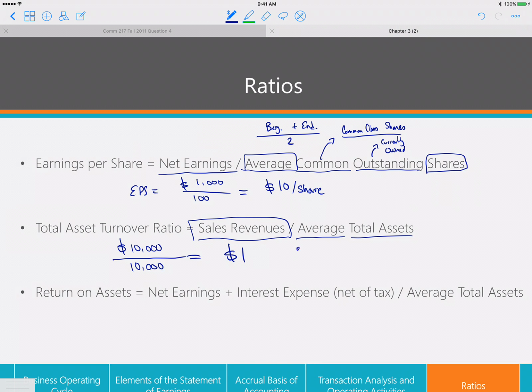So this measures a few things. It measures how effective or efficient the company is at using their assets to generate sales, and how efficient they are at controlling their assets, that they're not just letting their assets sit around there, they're using them to be as efficient as possible.